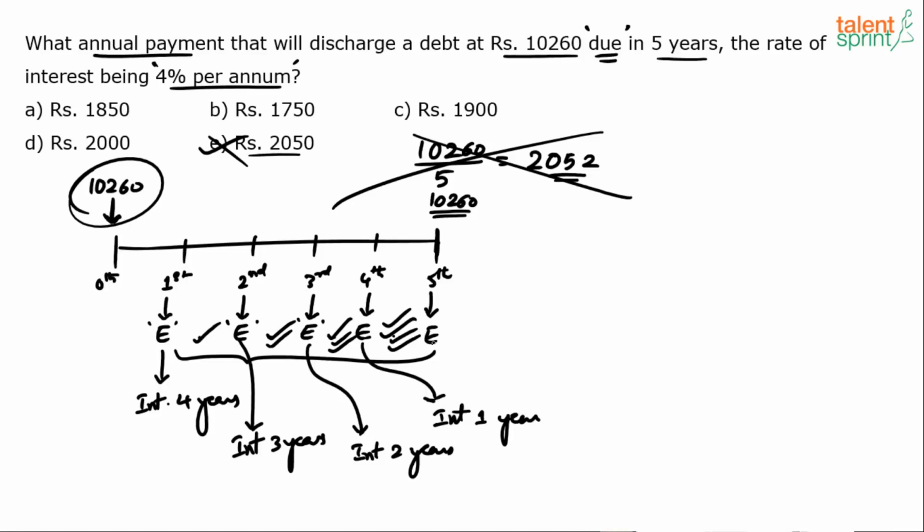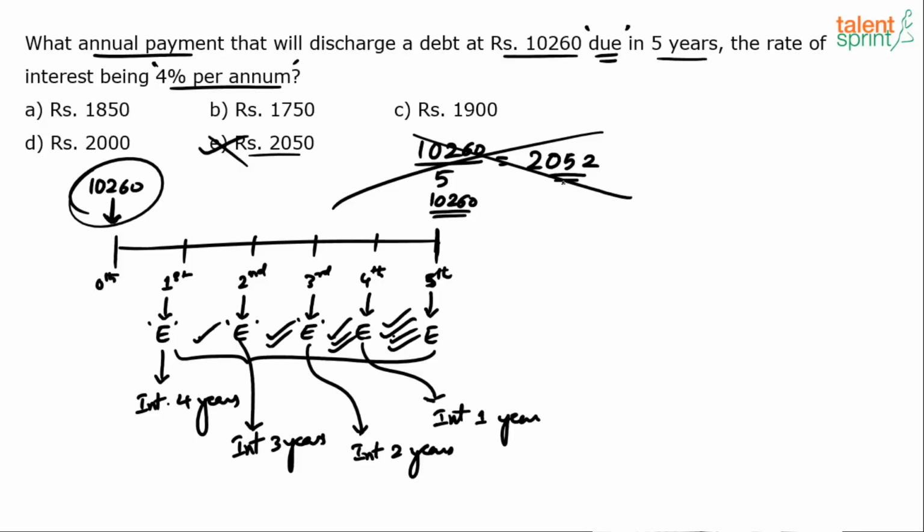Why will it not attract any interest? Because you were anyway supposed to give me the amount at this point of time. You're not doing me a favor by giving this installment. I did a favor by giving the first 4 installments because those attracted interest, so you should cover this interest also. Each tick mark here indicates the interest that I'm getting. The 5th one will not get any interest. So that's the concept of discharging a debt.